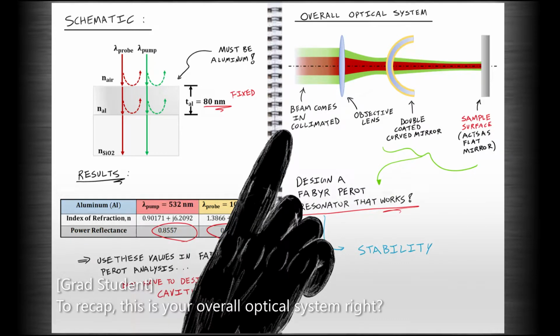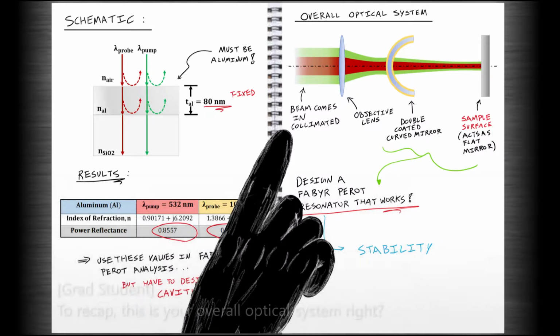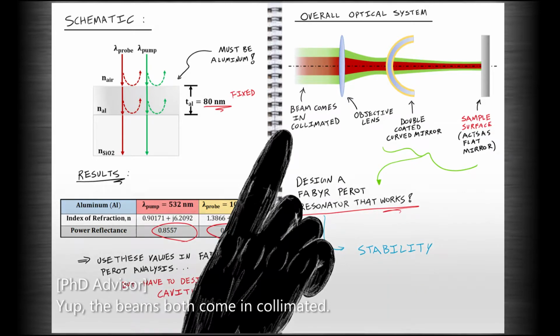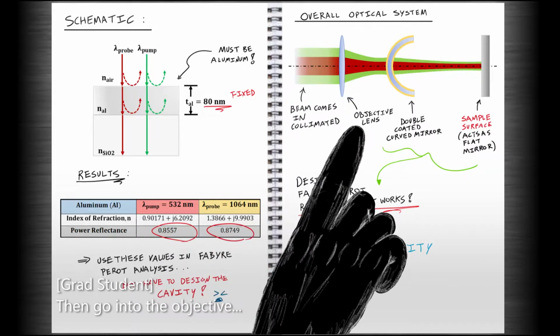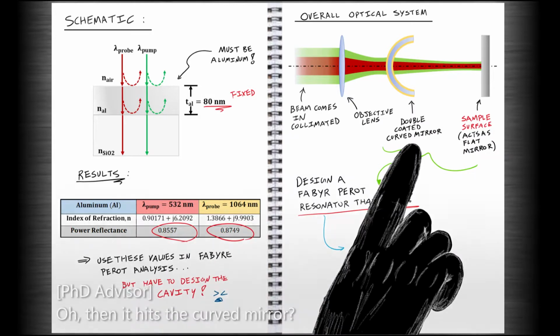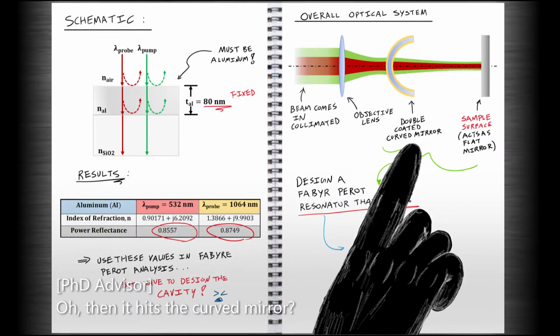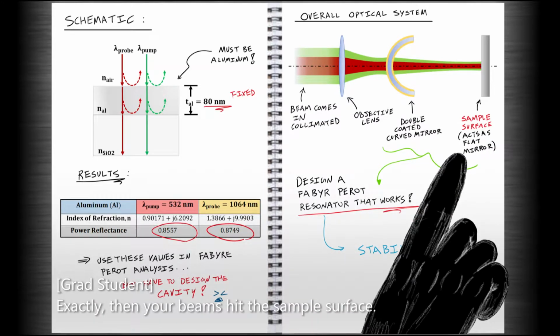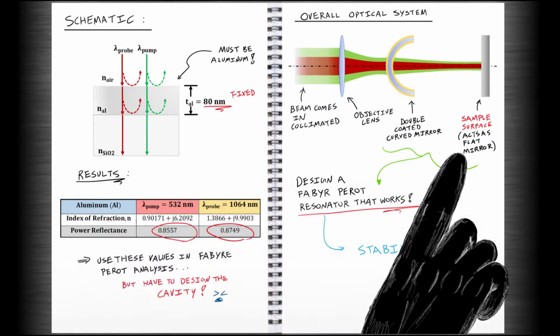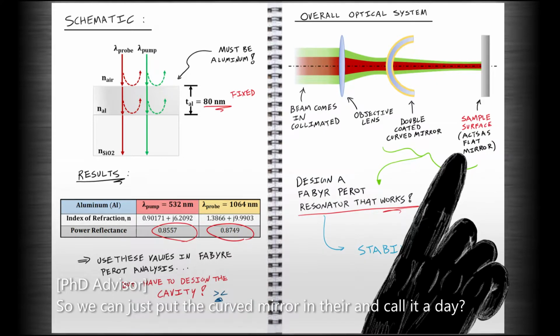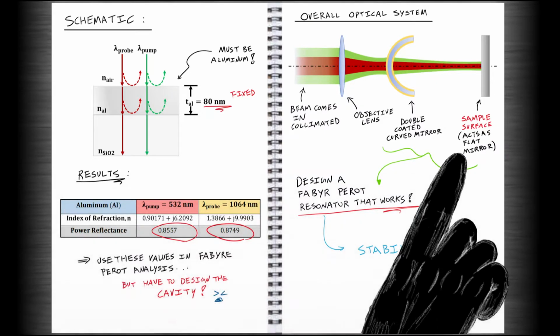To recap, this is your overall optical system, right? Yup, the beams both come in collimated. Then they go into the objective. Oh, then it hits the curved mirror. Exactly, and then your beam hits the sample surface. So we can just put the mirror in there and call it a day?